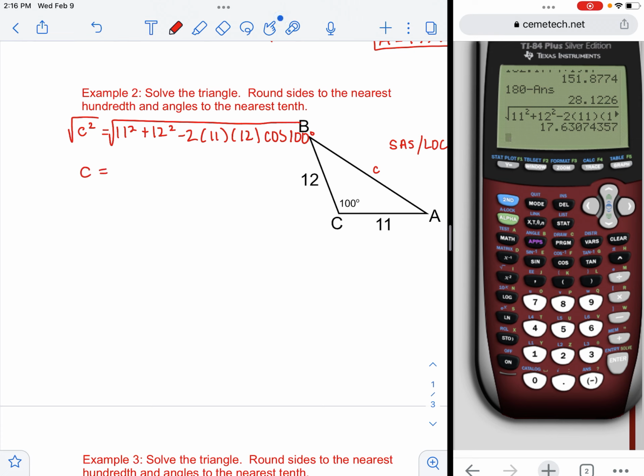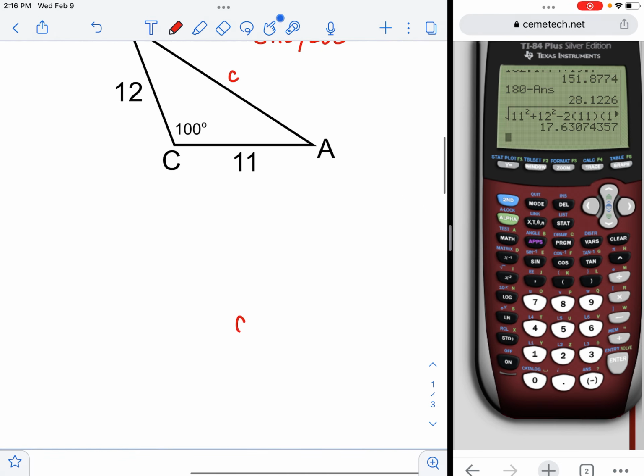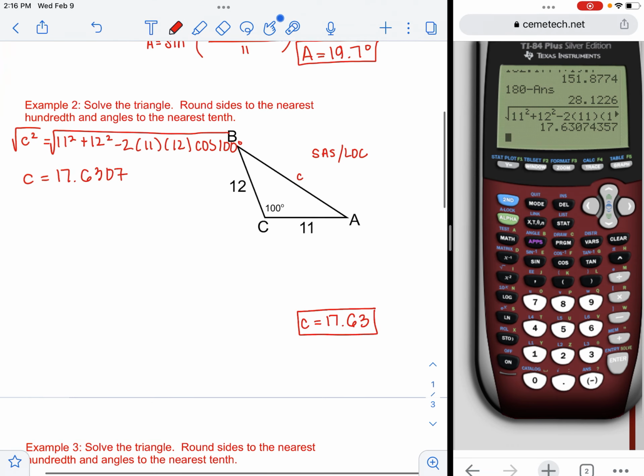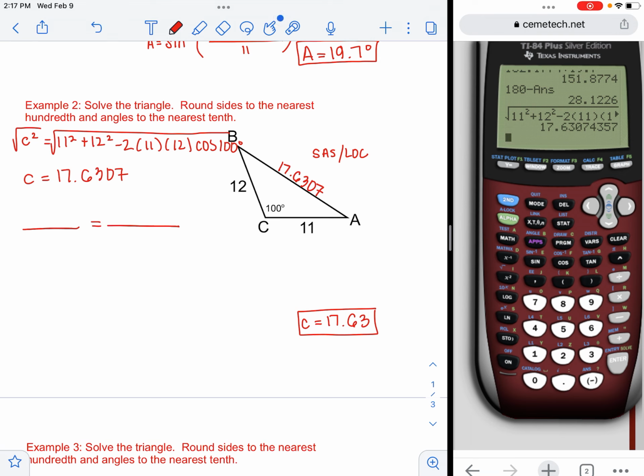Hit enter. C equals, remember this is my first answer. It's a decimal, so I'm going to write down 4 decimal places. 17.6307. And I'm going to go over to my little answer corner. I'm going to put C equals 17.63 to 2 decimal places, and I'll box that. But I'm also going to erase the C that was here and put 17.6307. All right, remember, once I use the law of cosines, I'm done with it. So I'm going to move over to the law of sines.